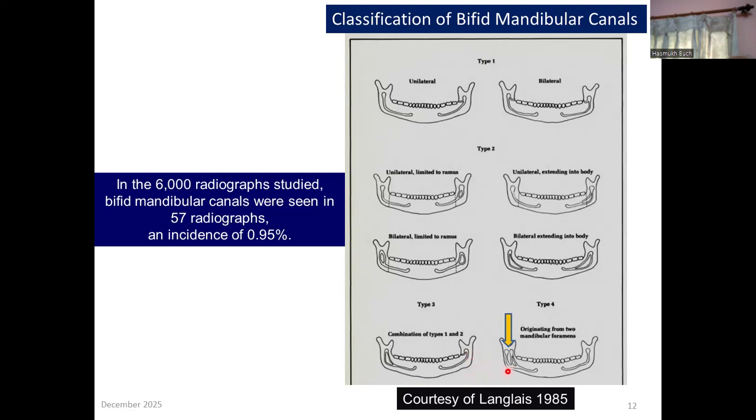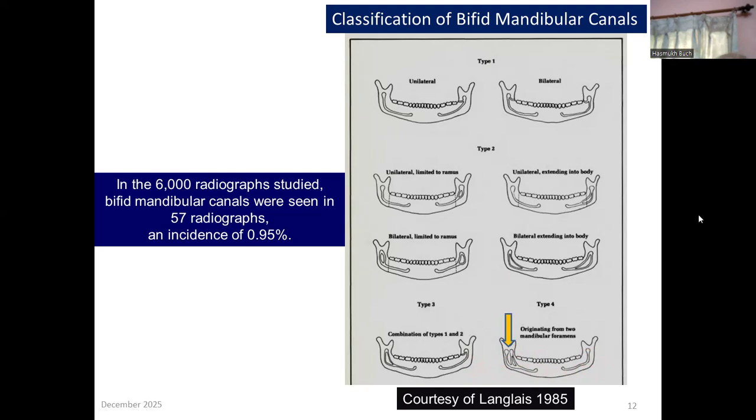And finally, type 4 is originating from two mandibular foramina, very important, 1 and 2. And then the two canals which unite to form single. Other side, it is normal. So sometimes you find an additional foramen, very important to know.